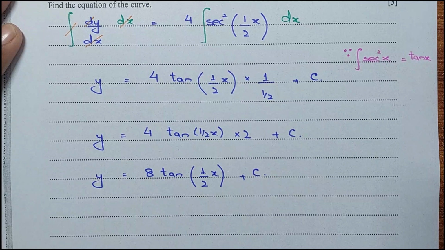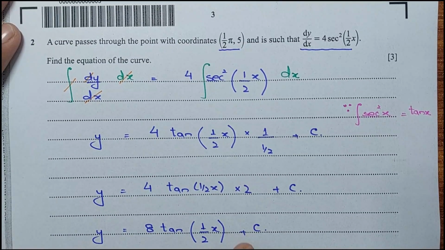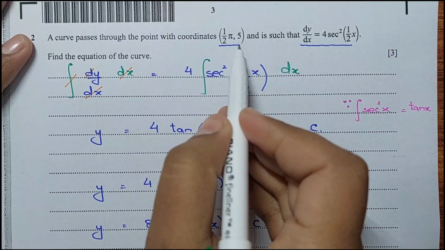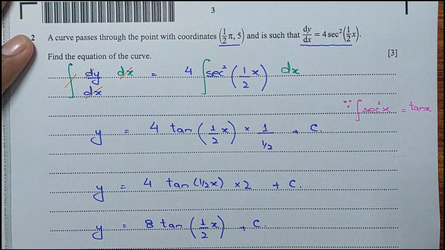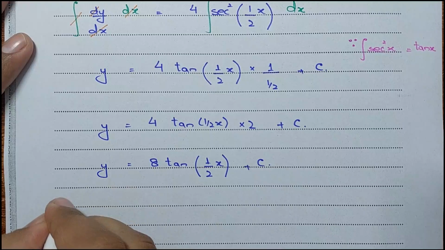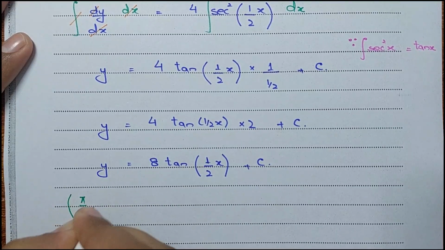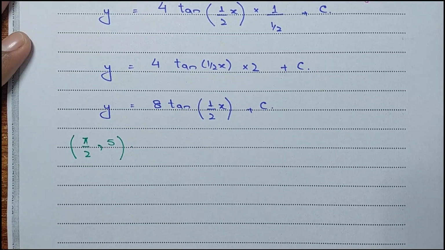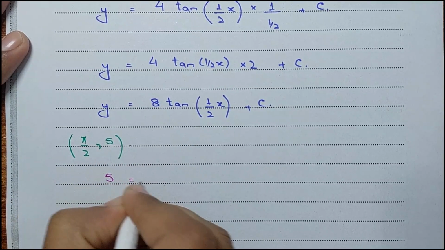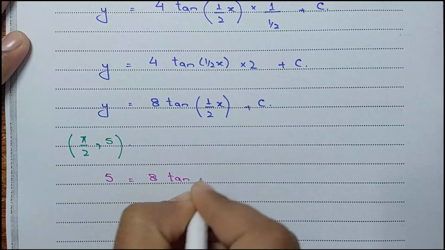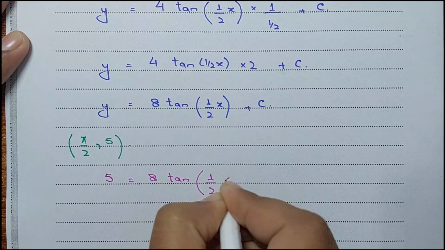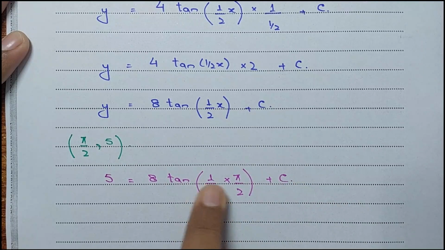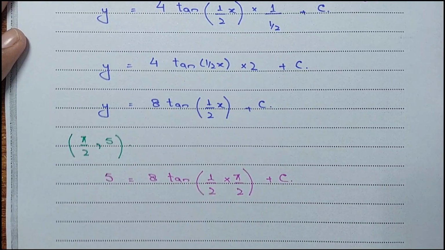Now to get the value of the constant of integration, as we know that this would be the equation of the curve, the curve passes through this point. So if the curve passes through this point, then this point must satisfy the curve. We use this point. The x value is pi/2 and the y value is 5. Just substitute this point and you will get the value for c. The y value is 5, 8 tangent of 1/2 times pi/2, plus c. So 1 times pi is pi, 2 times 2 is 4, pi/4.